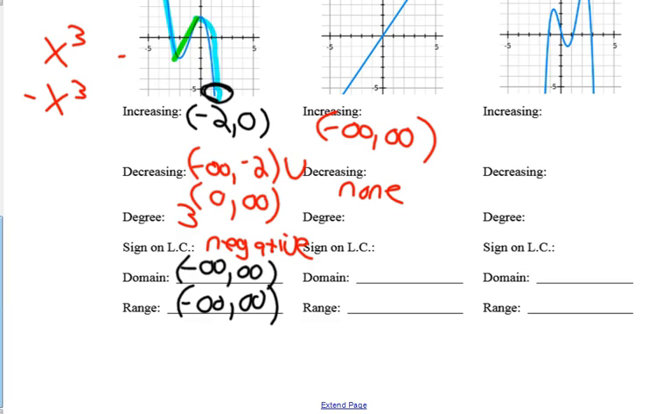If you leave it blank, I am assuming that you don't know what the answer is. The degree is 1. Very good. How many turning points does this have? None, so the degree would be 1. What's the sign of the leading coefficient? Positive.